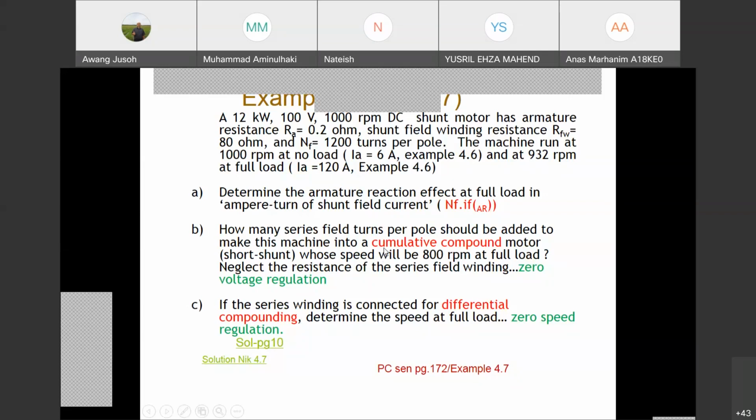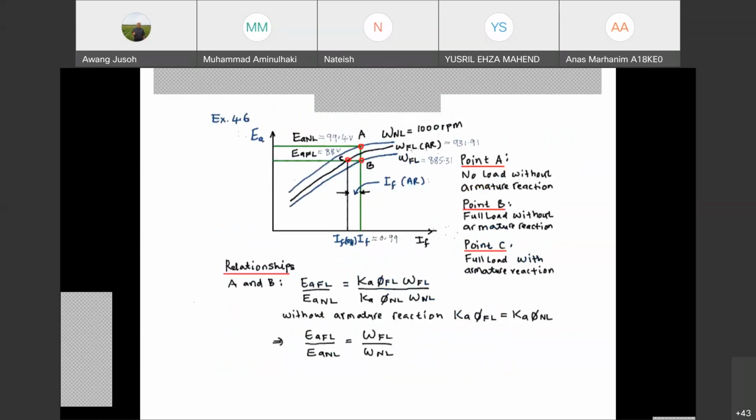Basically, with cumulative compound, you want to maintain voltage at no load and full load. That means you want to get zero voltage regulation. Normally, at full load the voltage drops. Just now I showed you, right? No load, you got 99.4, and at full load you got 88. This is the drop of voltage.